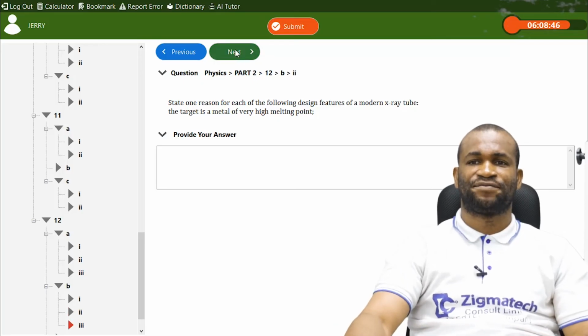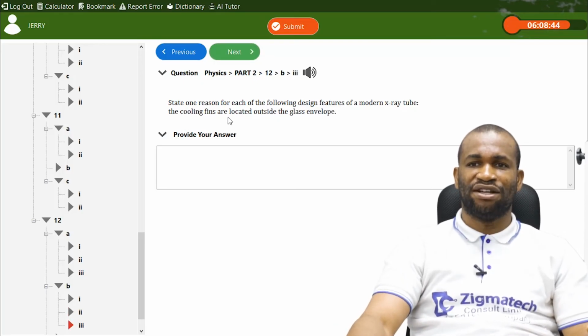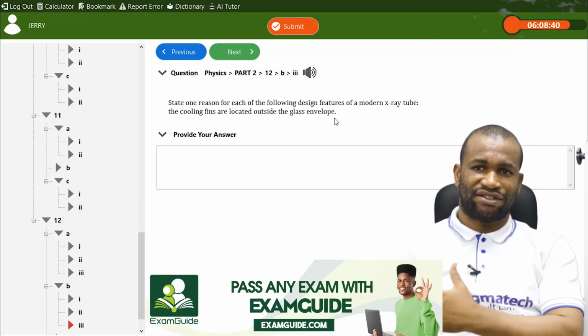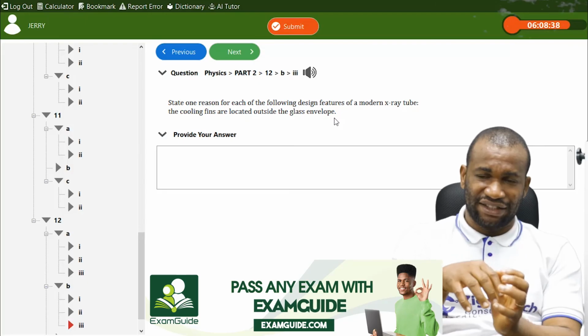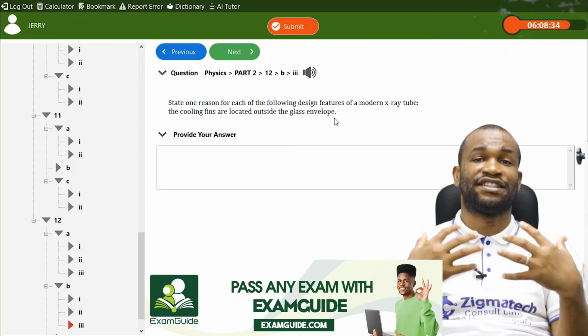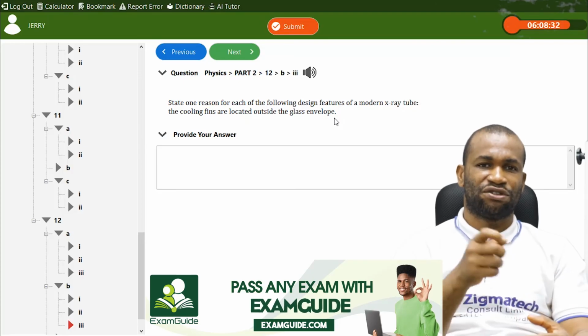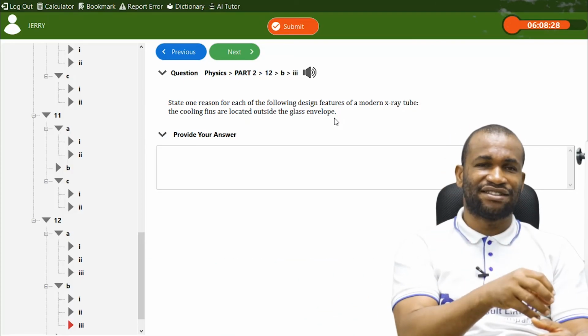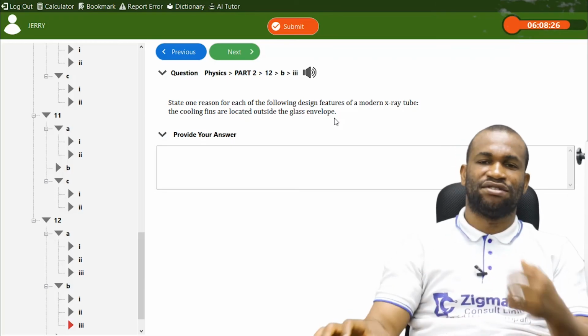So that is it. Cooling fins are located outside the environment. Yes, the heat must be in the outside environment, not the inside, because the temperature of the inside we must be maintaining at a certain temperature. So the cooling fin must be placed outside so that the heat extracted can be taken to the outside.